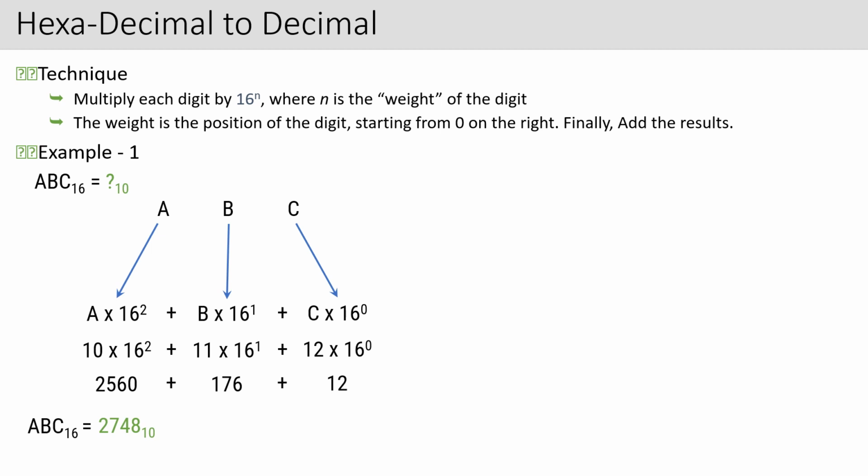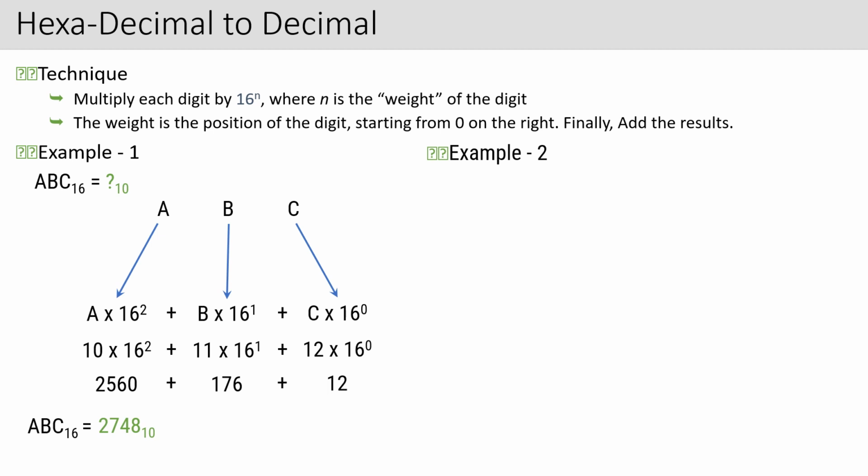Very simple. I could have considered some other example, but I am specifically taking this one because it contains alphabets only. The technique is remaining the same: A into 16 to the power 2, B into 16 to the power 1, C into 16 to the power 0. But you cannot multiply an alphabet with a number, so you have to convert that alphabet to a number. C is represented by 12, B is represented by 11, A is represented by 10. So multiply, add them up, and you get the number.